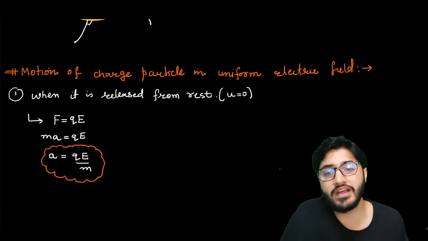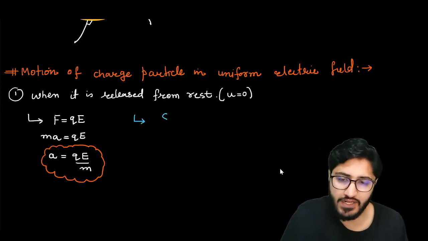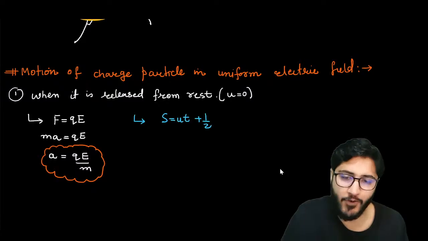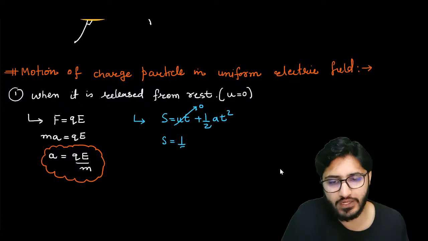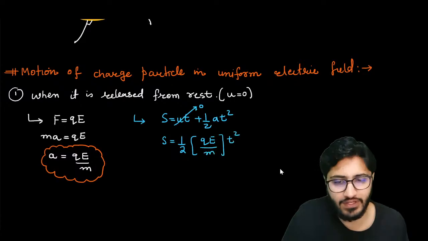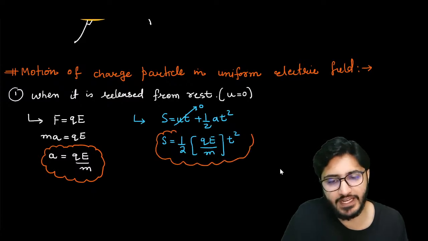Now, how to find distance? We know the equation S = ut + 1/2 at squared. Look, initial velocity is 0. So S is equal to 1 by 2. What is acceleration? Acceleration is charge into electric field divided by mass. Then I have t squared. So this is the distance traveled by my charged particle if placed in a uniform electric field.